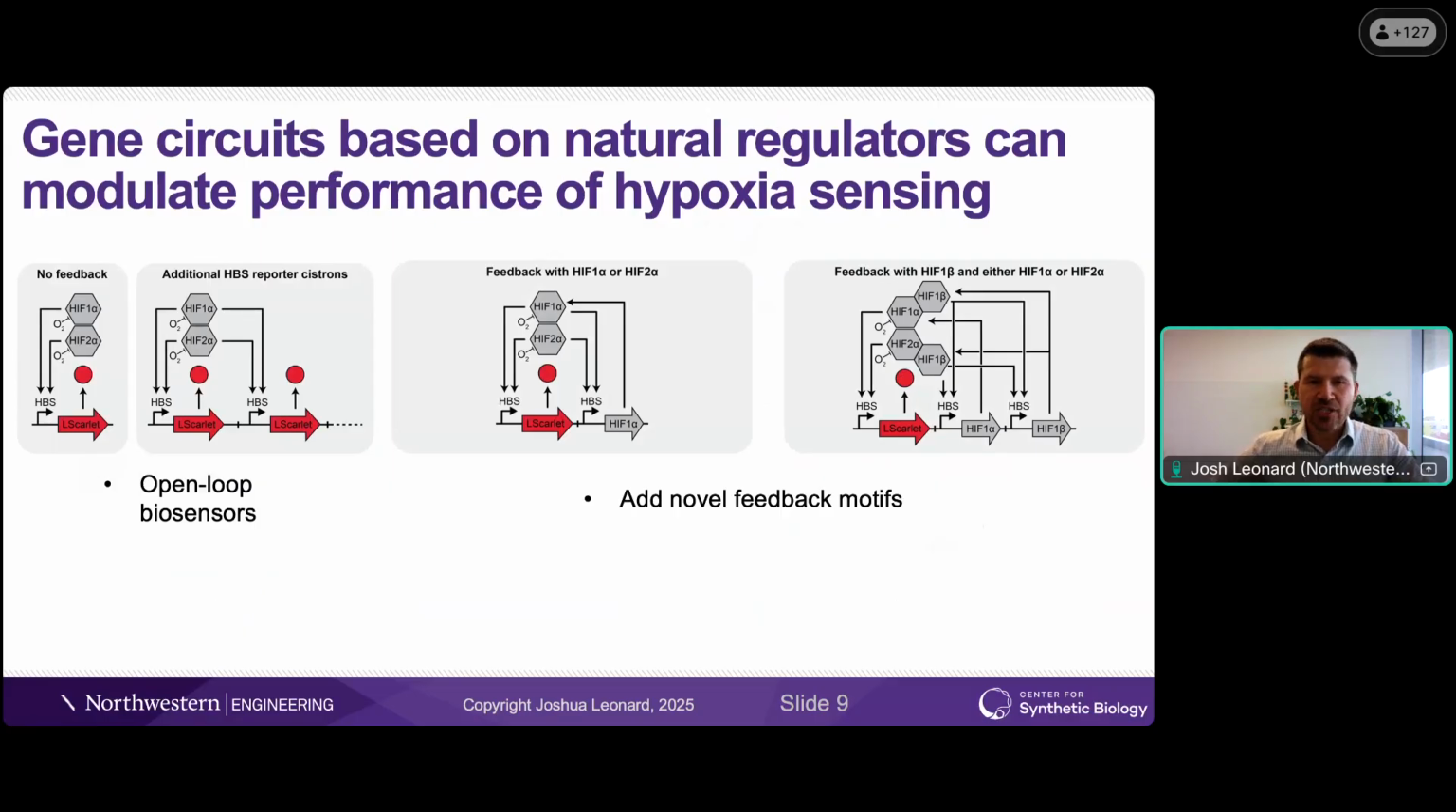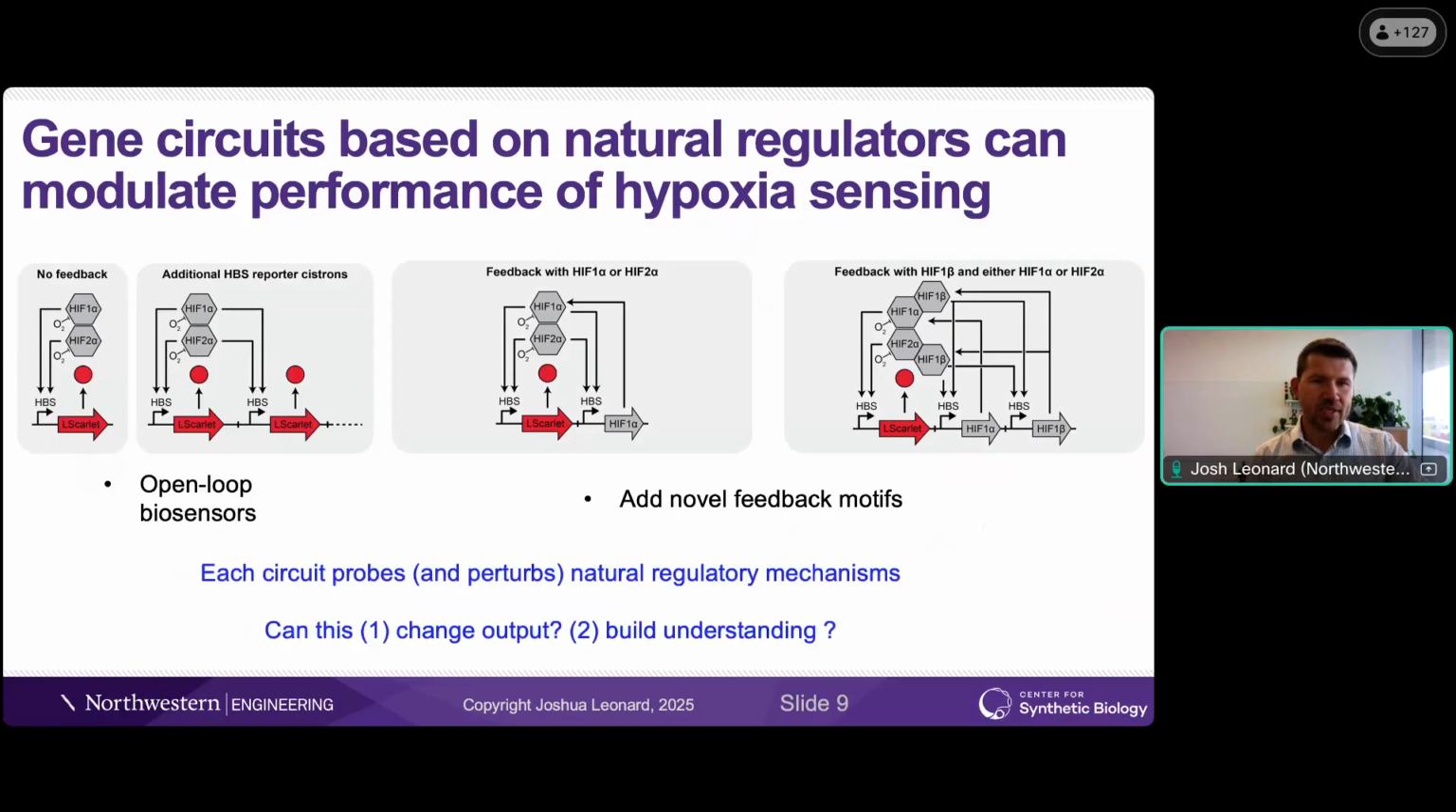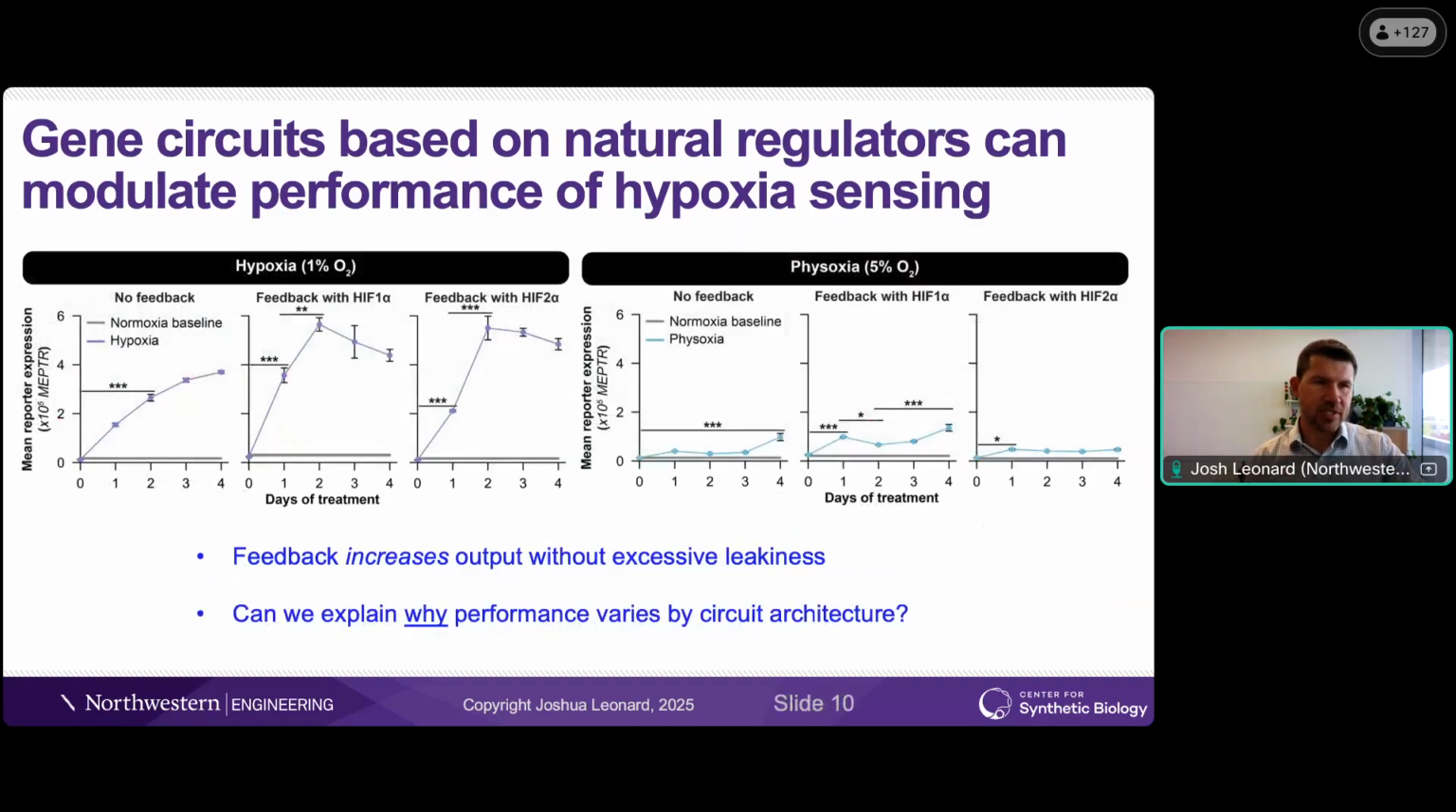And so by doing this, you're changing both the dynamics and the topology of the control that is prosthetically added on to the cell's native hypoxia regulation. Each one of these effectively probes, by perturbing, the way natural regulation works. And the key questions are, can we use that to change output? Can we use that to build understanding?